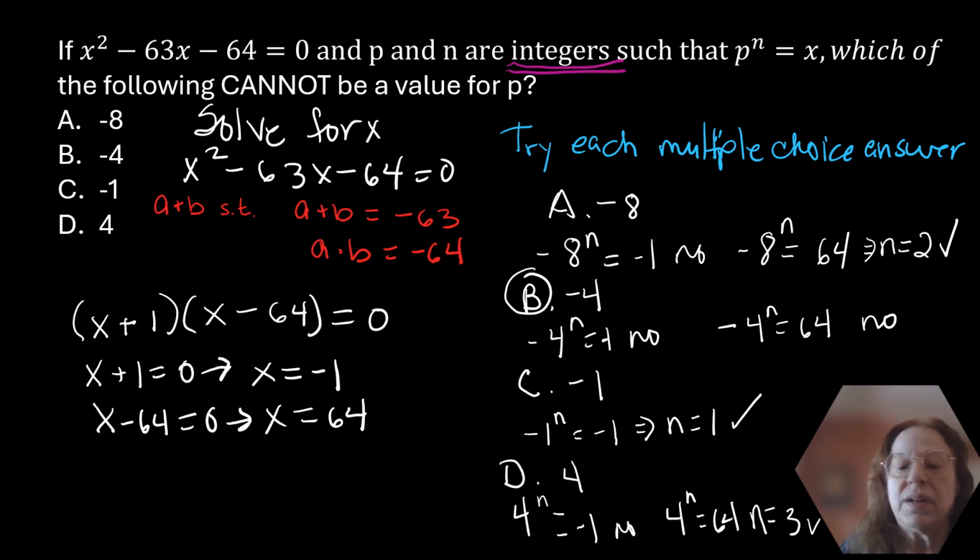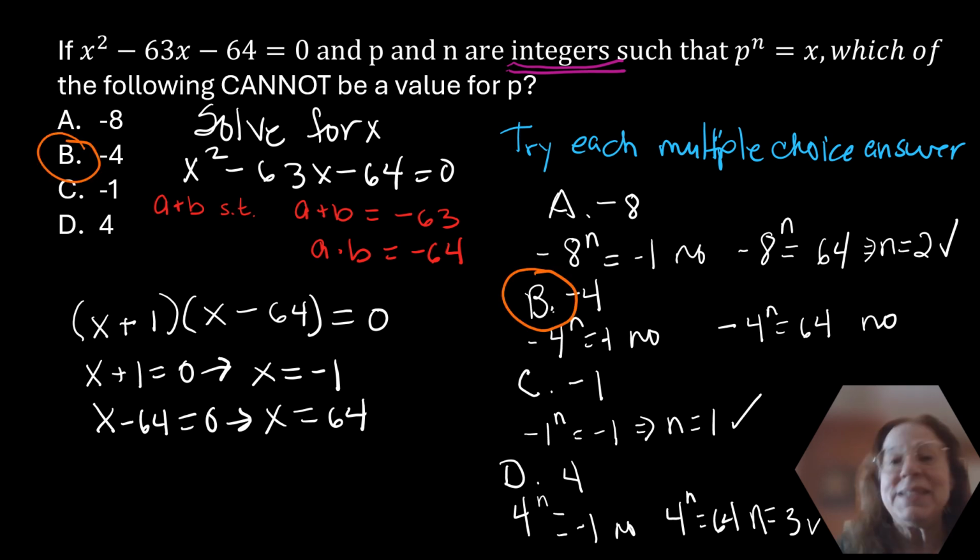4 to the n equals negative 1. No, there's no positive n that would work there. But 4 to the n equals positive 64. Yes, n could be 3. So we do know that B is the answer.